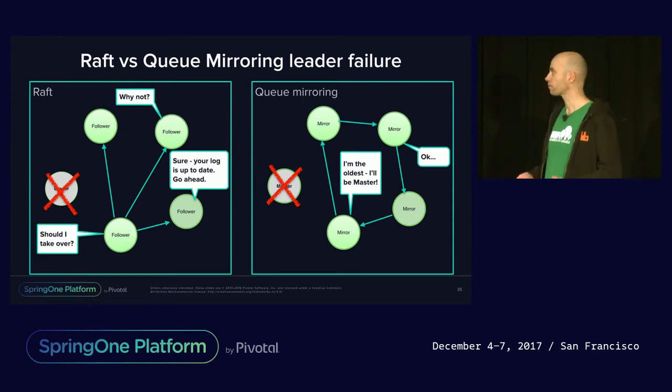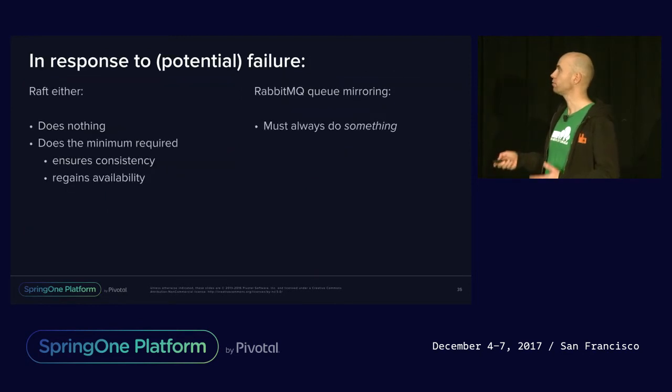Now, queue mirroring uses a similar approach. It will detect the failure, it will reform the ring, and the mirror with the longest uptime will be promoted to the master. So the crucial difference there is that it doesn't actually take its current data state into account in the election procedure. So in response to a potential failure, Raft either does nothing or does the minimum required so it can ensure consistency of the data and regain availability in terms of processing. RabbitMQ Queue Mirroring must always do something.